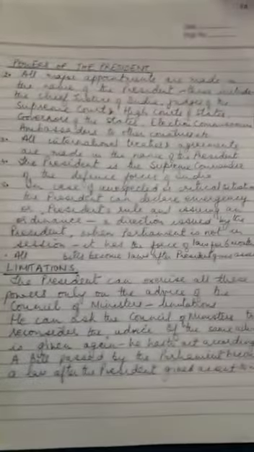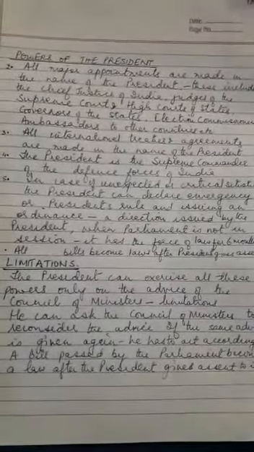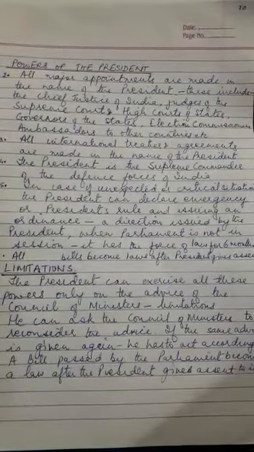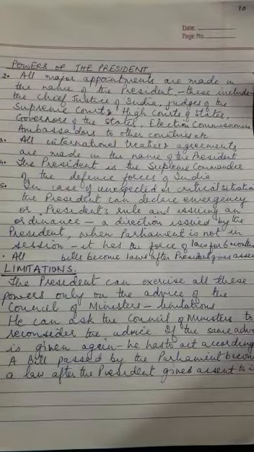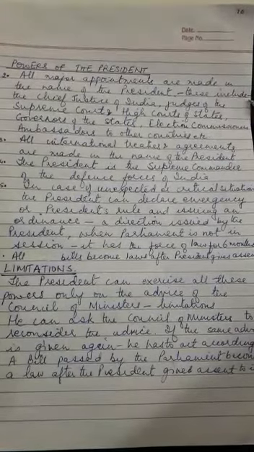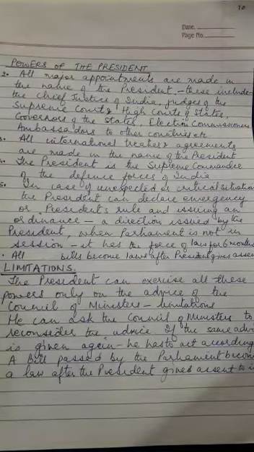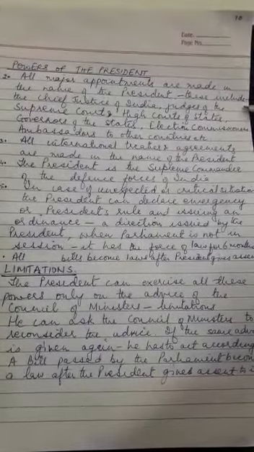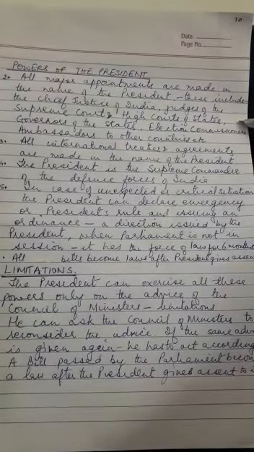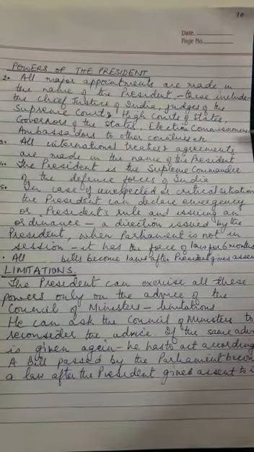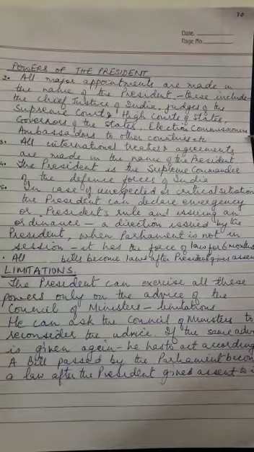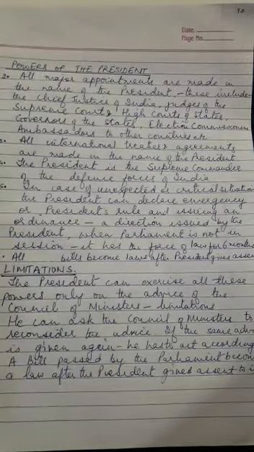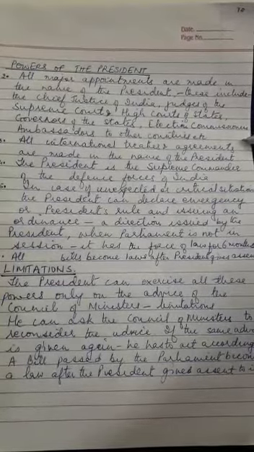The next function is that all major appointments made in the country are made in the name of the president. What are these appointments? He appoints the Chief Justice of India, the judges of the Supreme Court and High Courts of states. He also appoints the governors of the states, the election commissioners, and ambassadors to other countries. All these are major and important appointments made in the name of the president.